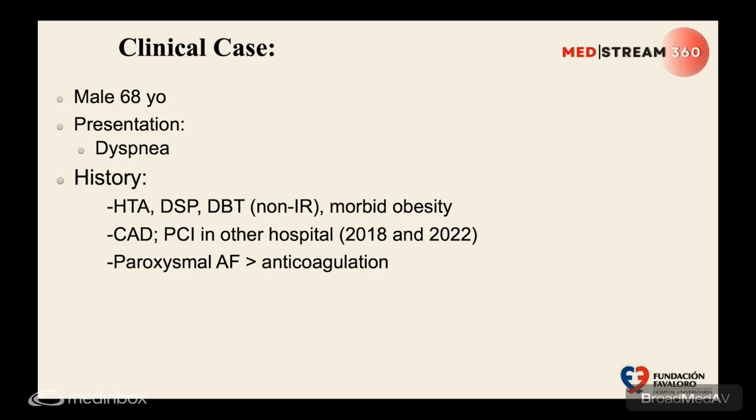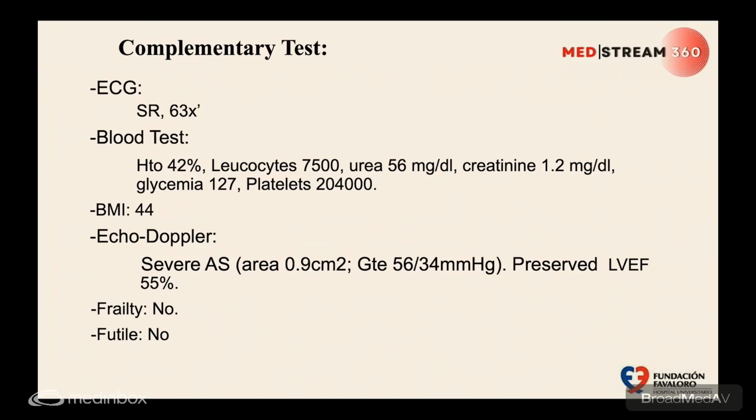Unfortunately, I don't have these angiograms to show you today. He has also suffered some episodes of paroxysmal atrial fibrillation, and this is the reason why he was under anticoagulation. Next. So the ECG is normal, sinus rhythm at 63.